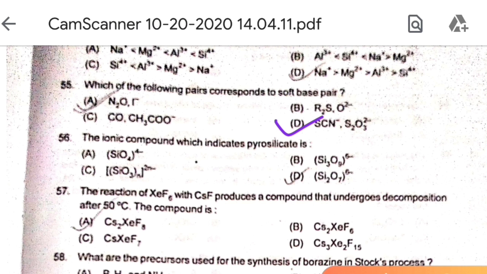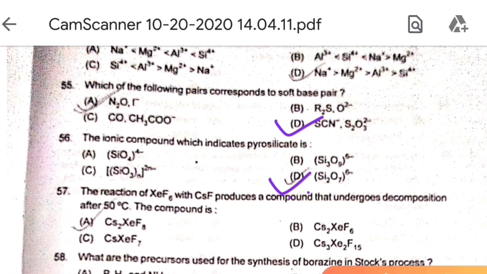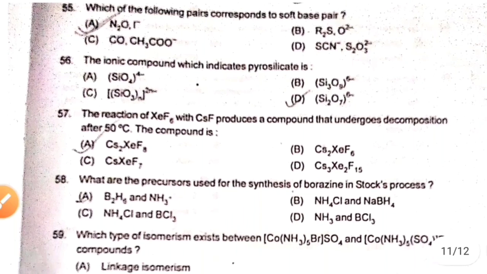So the next is the ionic compound which indicates the pyrosilicate, this is a direct formula. The answer for this particular question is D, that is Si2O7 6-. Coming back to the next question, 57. The question asks: the reaction of HCF6 with CsF, cesium fluoride, produces a compound that undergoes decomposition after 50 degrees centigrade.